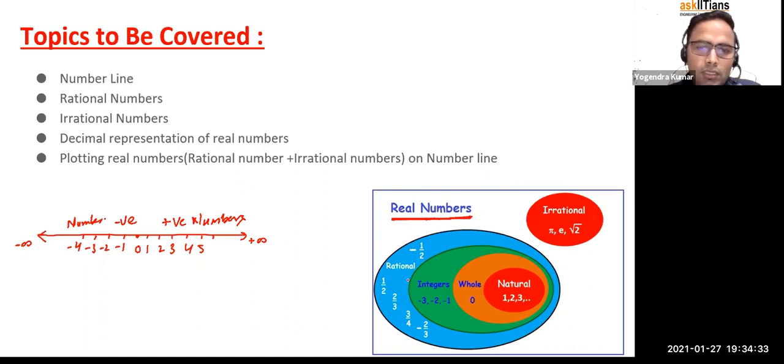These real numbers could be rational, which are of this form: integers, whole numbers, natural numbers, or irrational, which look difficult to handle, a little more complicated than rational numbers. You can say irrational numbers are these kinds of weird numbers. So pi, e, root 2 are irrational numbers for us. We will discuss them in detail later on, but as of now you can remember these.